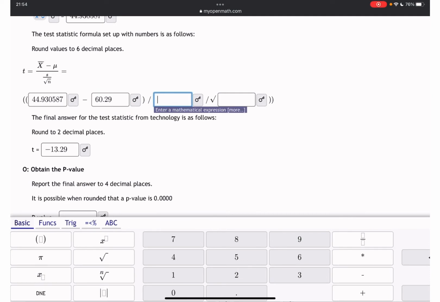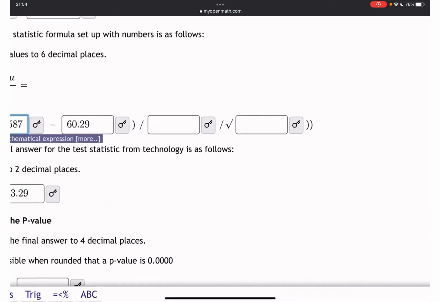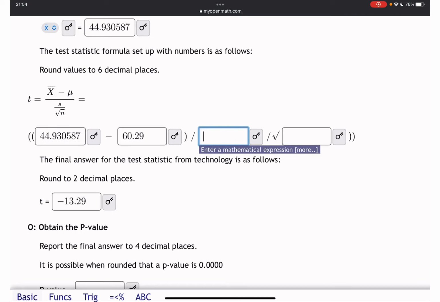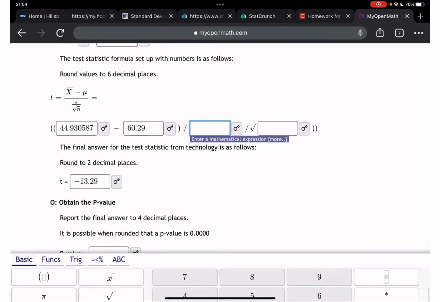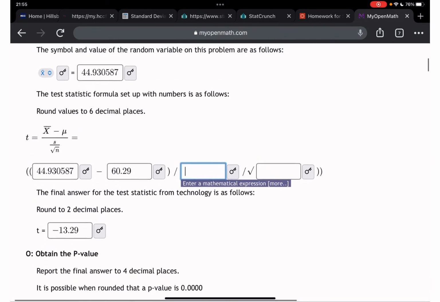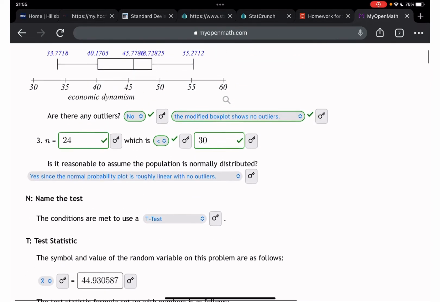S, the standard deviation for the sample. It's right here in the formula. See? S over square root of n. So here has to be S. How are we going to find it? Standard deviation for the sample is not given, nor standard deviation for the population. We are going to use this calculator, which is going to be under the video.